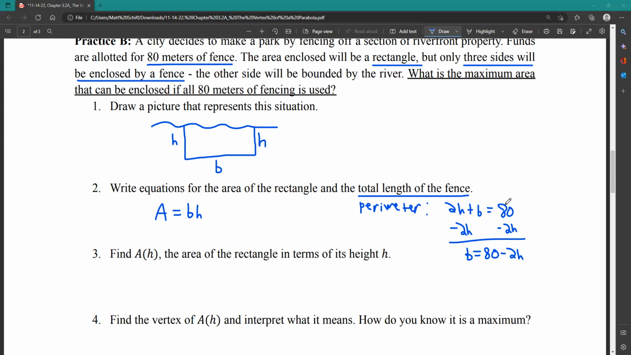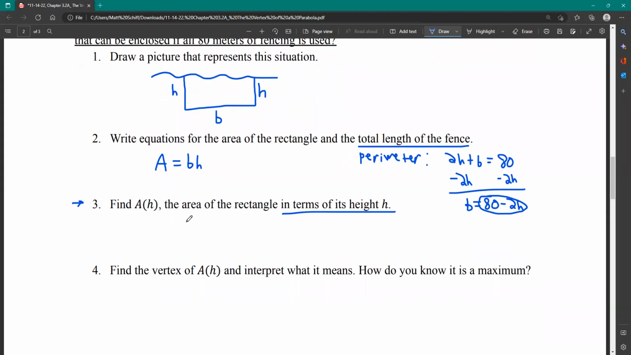So the reason we solve for b is because in question 3, it says find A of h, the area of the rectangle in terms of its height h. So we're going to replace b with 80 minus 2h, so that our area equation is in terms of 1 variable, and that makes it so much easier to solve for whatever we want. Solve for h, let's say. And then we could use h to then solve for b.